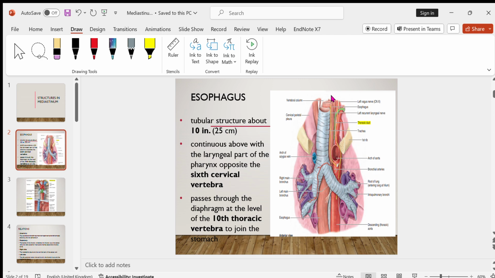So it starts at the level of the sixth cervical vertebra, that is the lower extent of the pharynx, and then it passes through the diaphragm at the level of the 10th thoracic vertebra, which is the esophageal opening of the diaphragm.